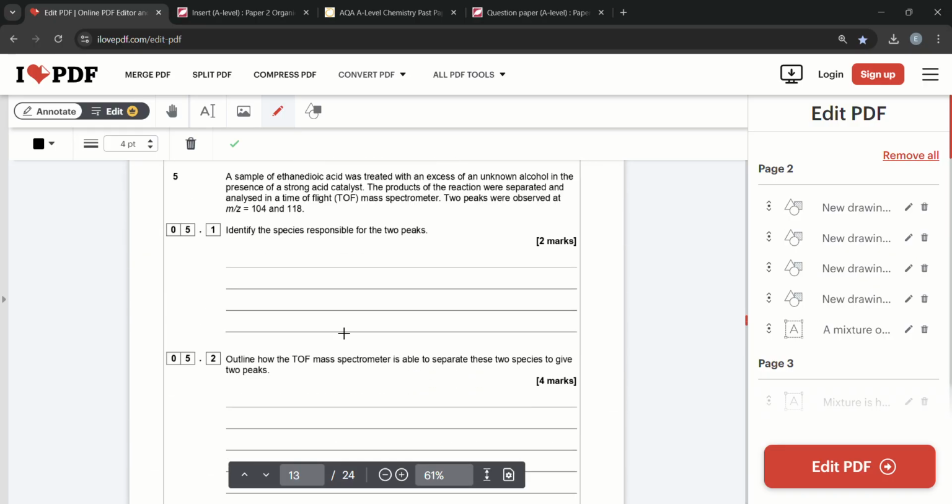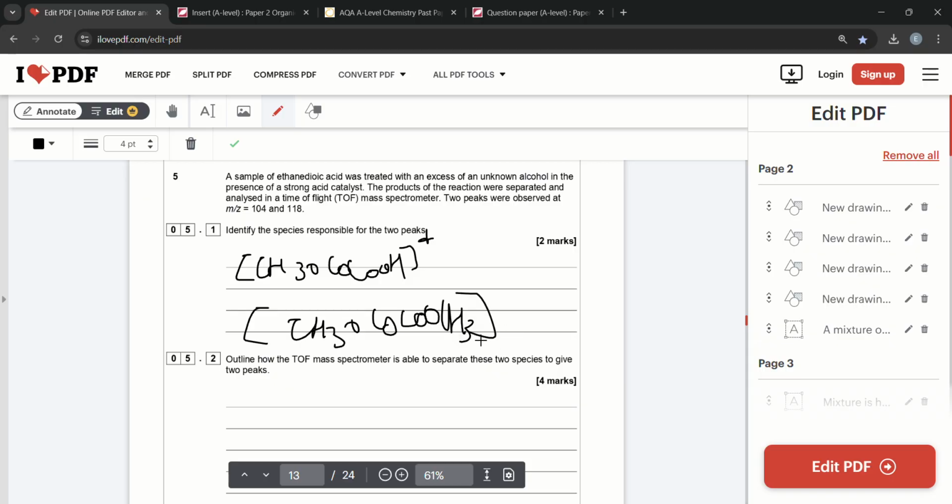Identify the species responsible for the two peaks. It's going to be CH3OCOCOOH, positively charged, and CH3OCOCOOCH3, in square brackets, positively charged.